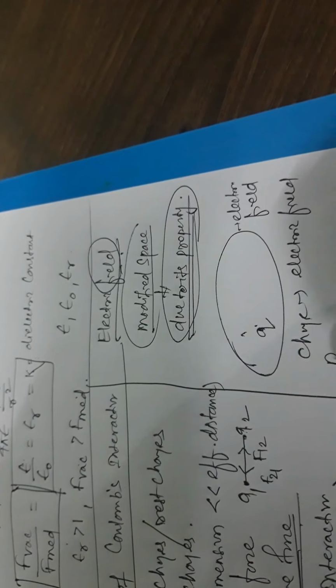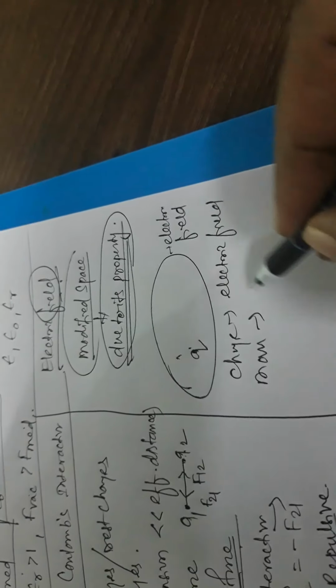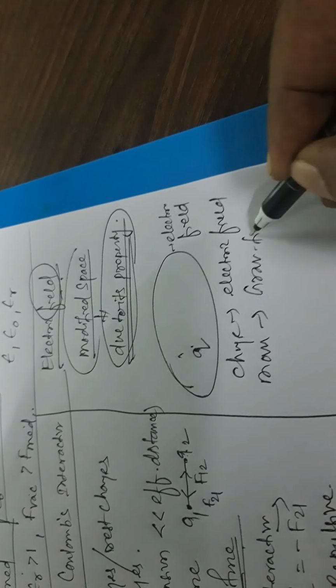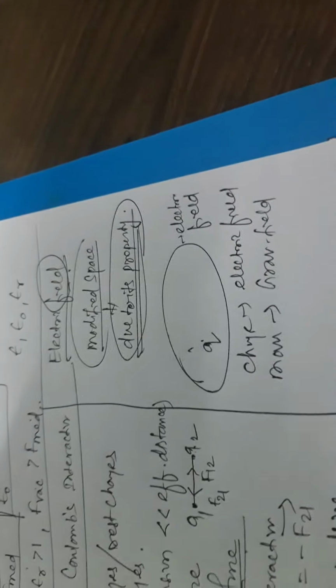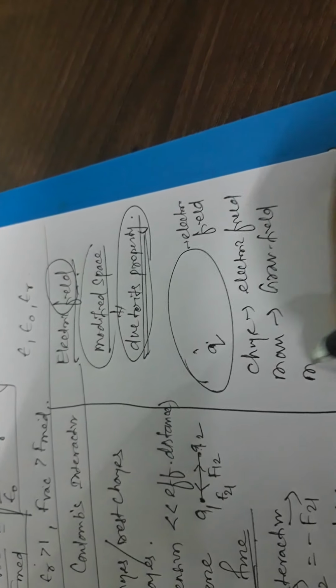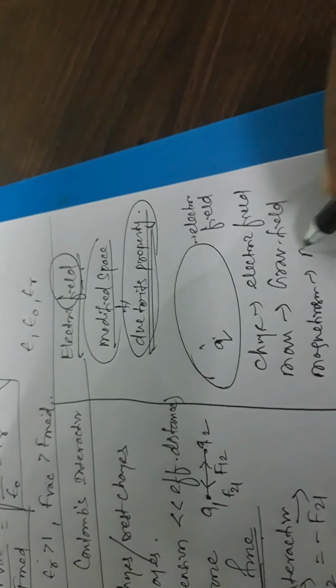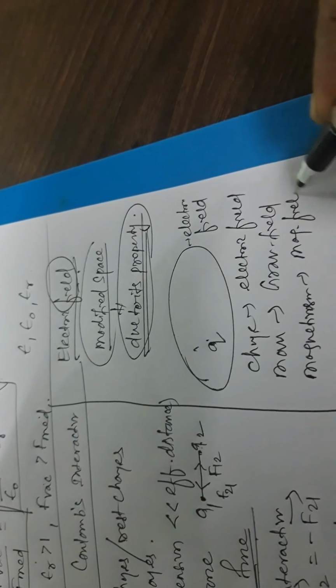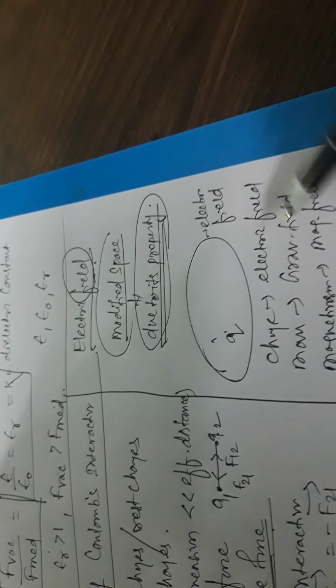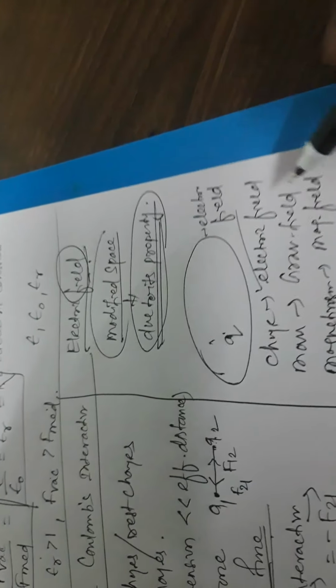If the body has some mass, similarly you can say this is gravitational field. If the body has magnetism on it, then it is called magnetic field. Okay, so we'll concern here about the electric field.